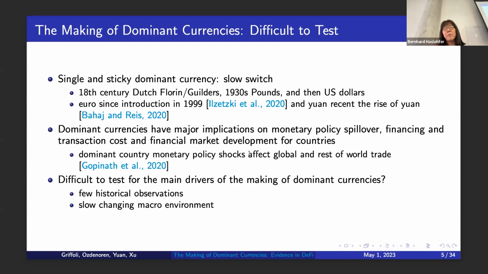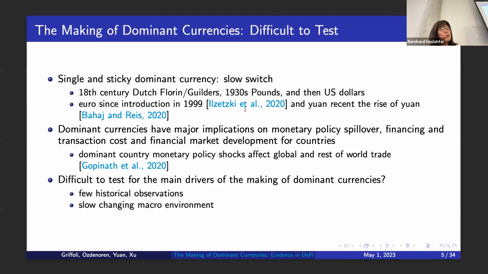Historically, what we know is there is only one dominant currency at a time, and it tends to be very sticky. This dominant currency regime sees very slow switching between the dominant currencies. For those of you who want to learn a bit of history, the Dutch florin, which is a debt instrument collateralized by the coin guilder, was the leading dominant currency in the 18th century, then taken over by the pound, and as you all know, the dollar.